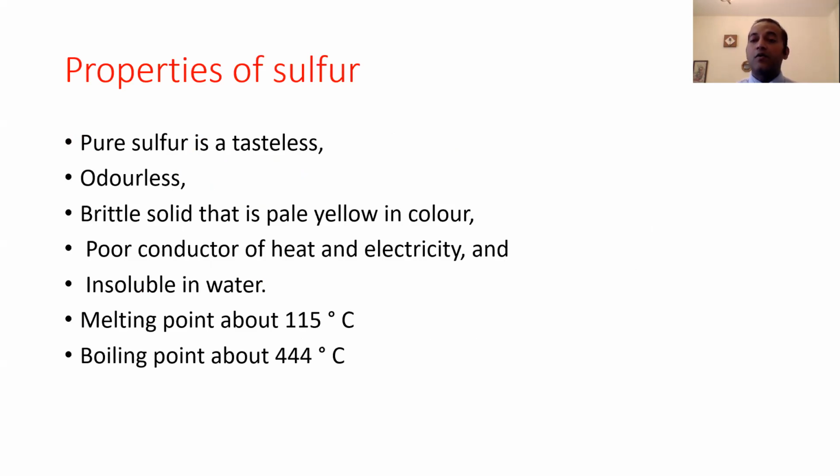Melting point about 115 Celsius, boiling point about 444 Celsius. Okay, so these are a few properties of sulfur. You don't need to remember all of them. Maybe you take note of one or two of them. It's good enough for you. Okay, so this is about sulfur.